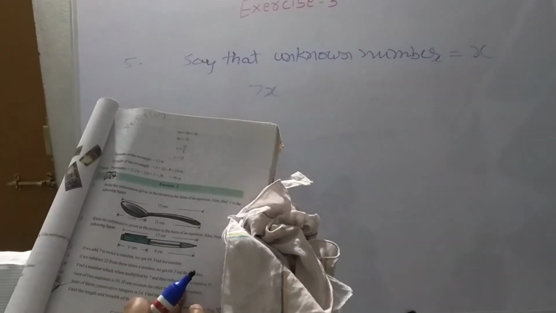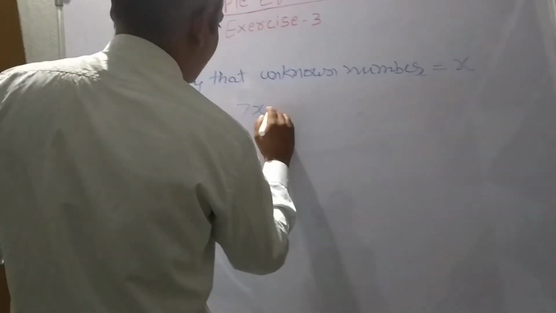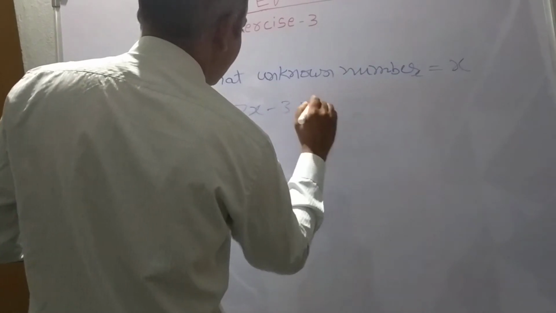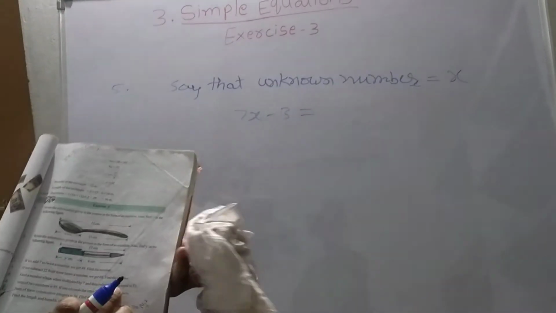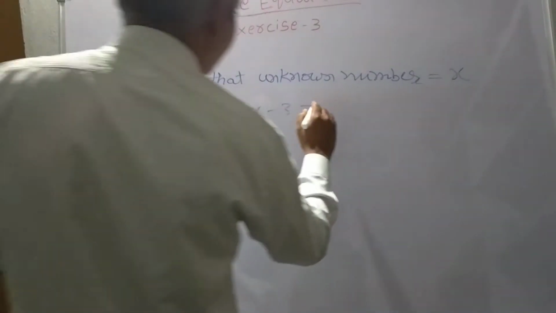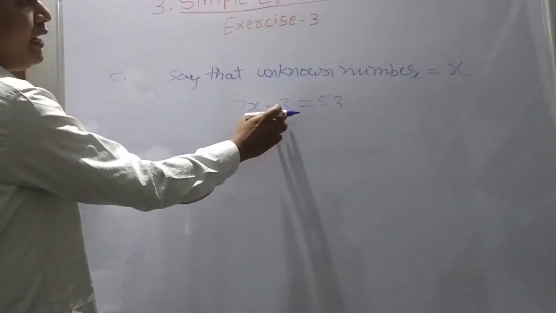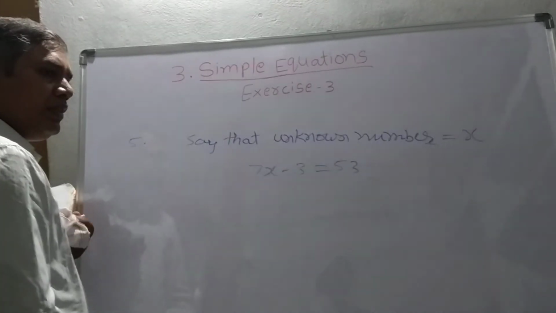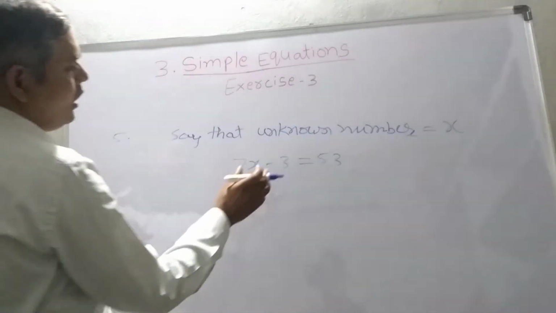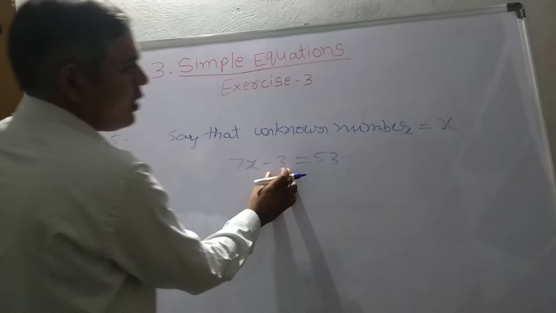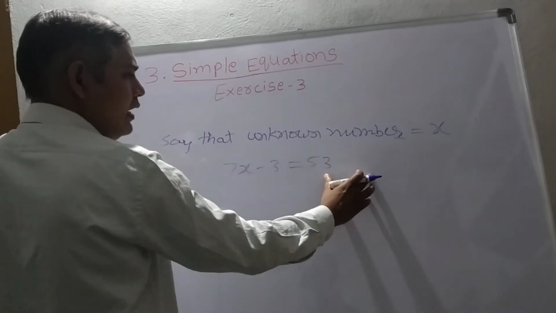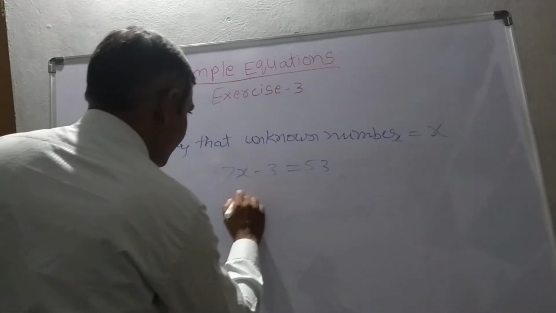And then reduced by 3. Reducing means removing 3, and reduced by 3 is equal to 53. This is a simple equation. 7x minus 3 is equal to 53. If we transpose minus 3 from the LHS to the RHS, it will become plus 3.